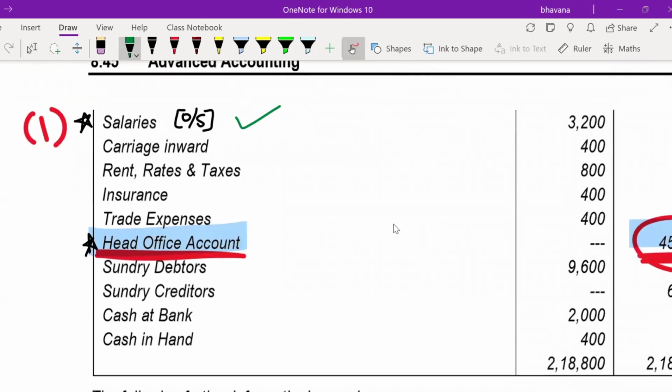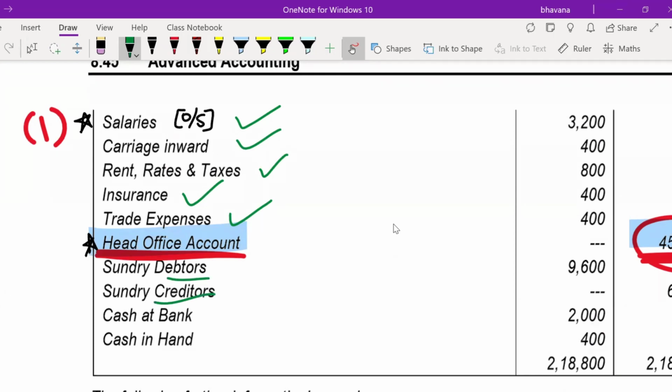Salary is related to P&L, so that also will come at the average rate. Carriage inward will come in the trading account, average rate. Rent, rates and taxes will come under P&L, average rate. Insurance, P&L. Trade expenses, P&L. This will also come under your average rate.